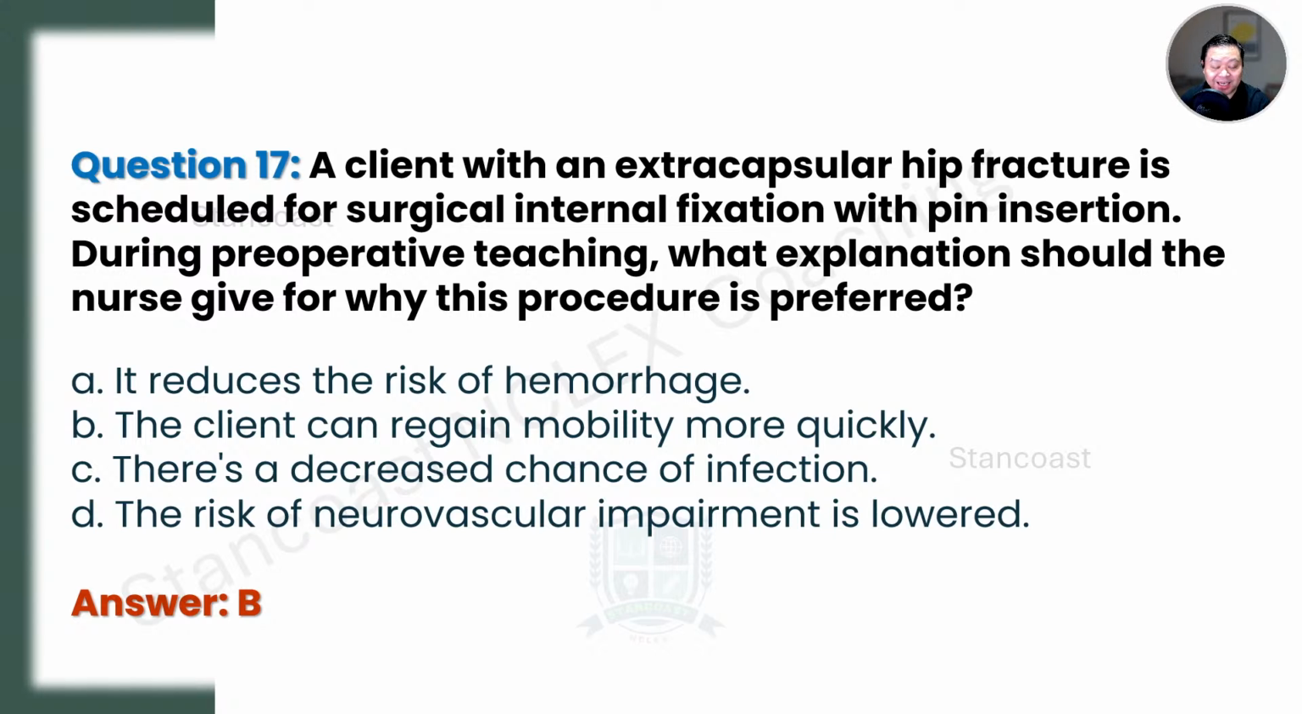Now, if you selected letter A, it reduces the risk of hemorrhage. Well, the procedure itself does not prevent hemorrhage, which is actually a risk in bone surgeries. If you selected letter C, this is also incorrect. This surgery does not reduce the risk of infection. There is a risk of infection.